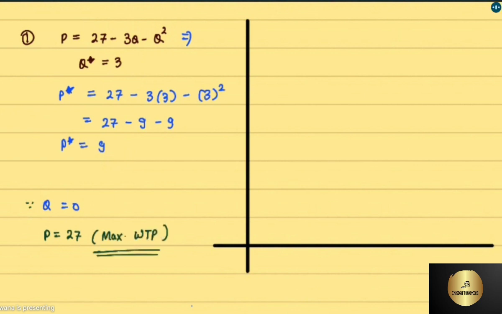Mainly in case of consumer surplus, we are more considerate about the P and P star and Q star. So we got our P. This is your P, which is equals to 27, and this is your maximum willingness to pay. And we have been already given the Q star, and we have already found out our P star. Okay, we have P, we have P star, we have Q star.